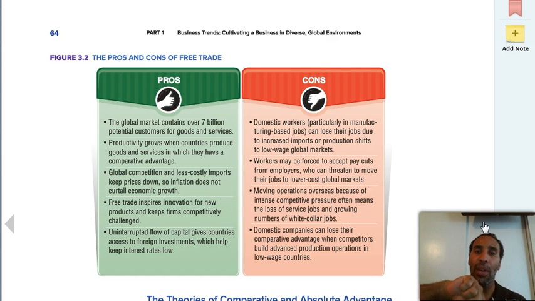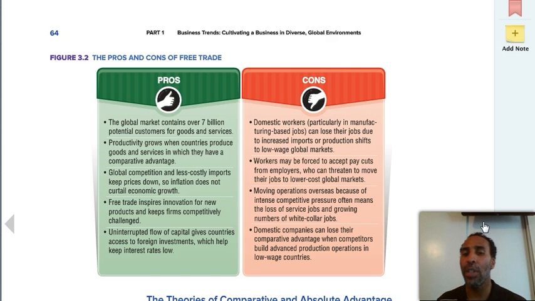Now, these are the thumbs down, the cons. Domestic workers, particularly in manufacturing-based jobs, can lose their jobs due to increased imports or production shifts to low-wage global markets. So we say, we're going to send this offshore, we're going to outsource this to someone else because they can do it a lot cheaper than if we paid our own employees. Workers may be forced to accept pay cuts from employers who can threaten to move their jobs to lower-cost global markets. Maybe they don't say we're leaving, but we may leave, so you have to take this pay cut.